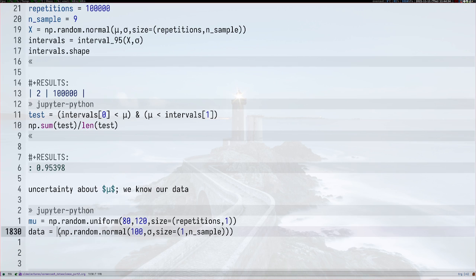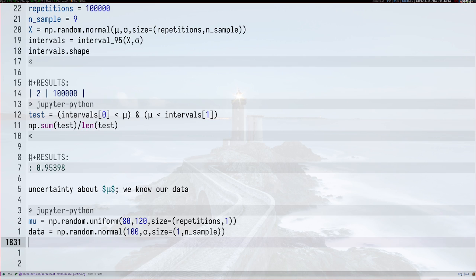Actually, we don't need these brackets here, and I can delete this one here as well. Yeah, so this is the data set that we have. And the idea in the Bayesian approach is this data is fixed. It's not going to vary, it's a fixed data set. So that's why we only generate this data once and not 100,000 times. The thing that we now let vary is mu itself, and that will be generated 100,000 times.